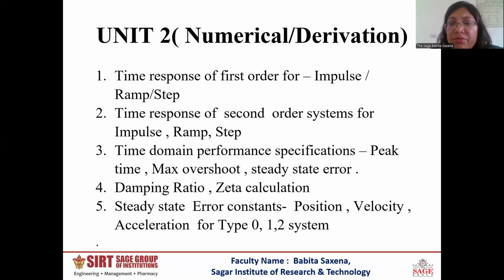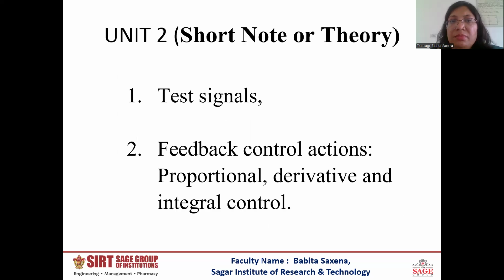I also gave you an assignment of this type, a formula summation of the unit, in assignment 4. Steady state error constants, Kp, Kv, Ka, that is position, velocity and acceleration, for type 0, 1 and 2 systems. These five topics are very important. You should learn these 5 topics of the numerical and derivation portion very deeply.